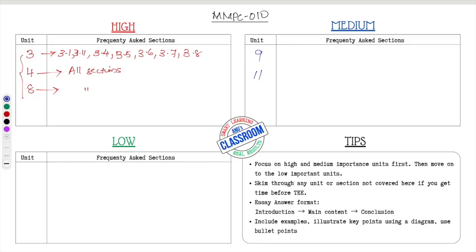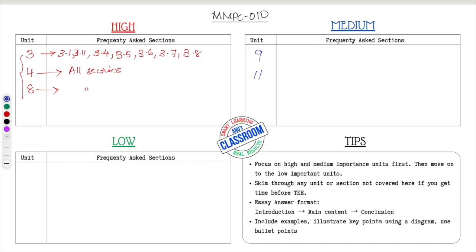Now, unit 8 is short run cost analysis. Unit 9 is long run cost analysis. The reason why unit 8 became high priority and unit 9 became medium priority is because there were more questions from the short run cost analysis part than the long run one. That is the only reason why.